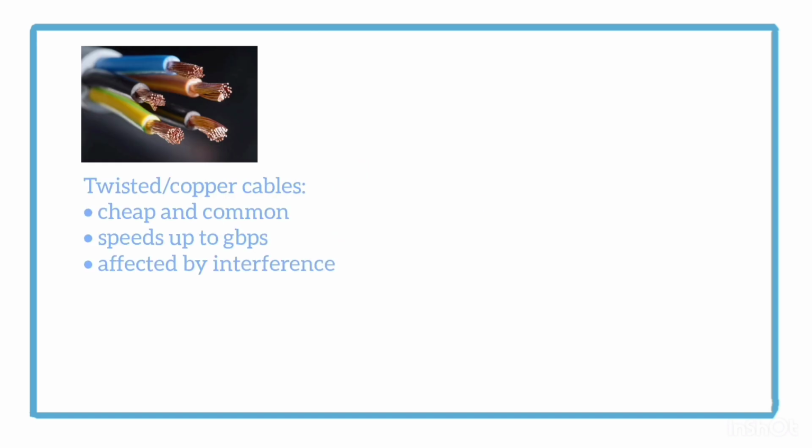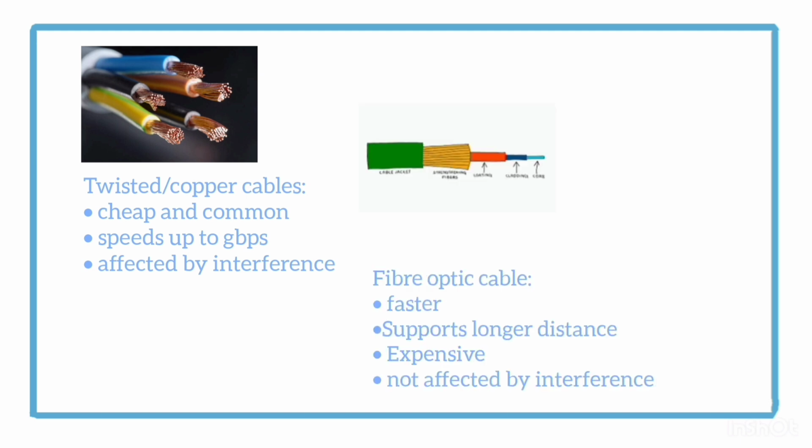Now let's briefly look at the types of transmission media used in the network. First, we have copper cables, which are cheap and common, with speeds up to 1 Gbps, 1 gigabit per second, over short distances, but they're affected by interference. Then we have fiber optic cables, much faster and used for long distances like connecting cities or countries. It's more expensive but not affected by interference.